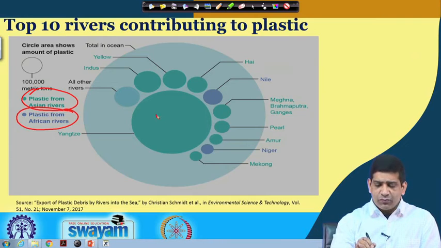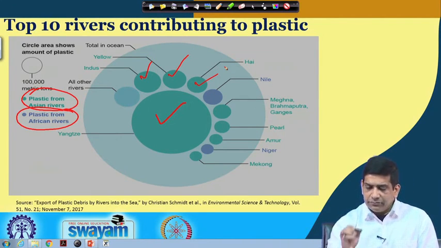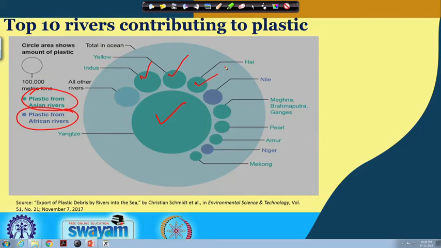Yangtze, of course, was the biggest one. Then we had Indus River, Yellow River, Hai River, again another Asian river. Then we have Meghna, Brahmaputra and Ganges together. We have Pearl, Amur, and Mekong. So, these are all Asian rivers which are contributing to the ocean.